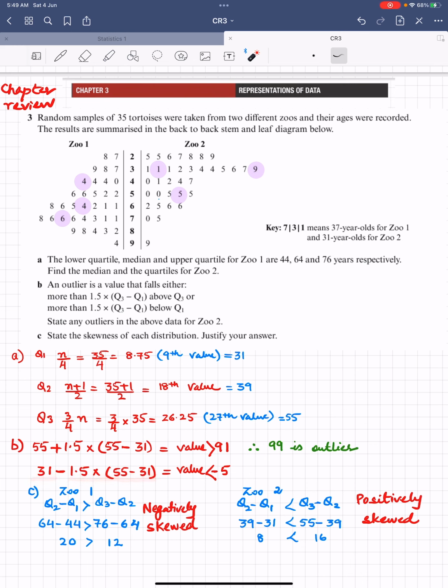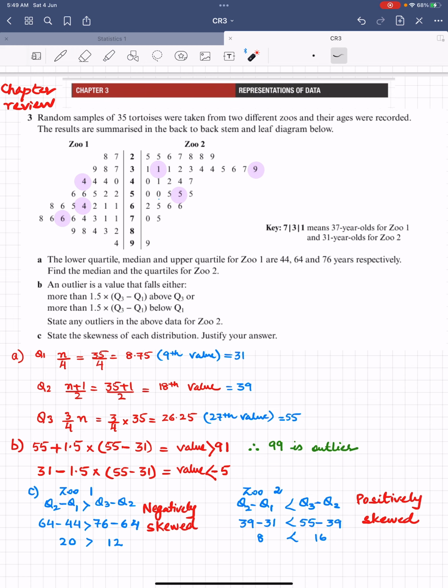So we subtract 1.5 times the interquartile range, as we are going below. Any value less than -5 is an outlier. So we have an outlier which is 99, which is more than 91. Towards the lower side, we do not have any outlier.